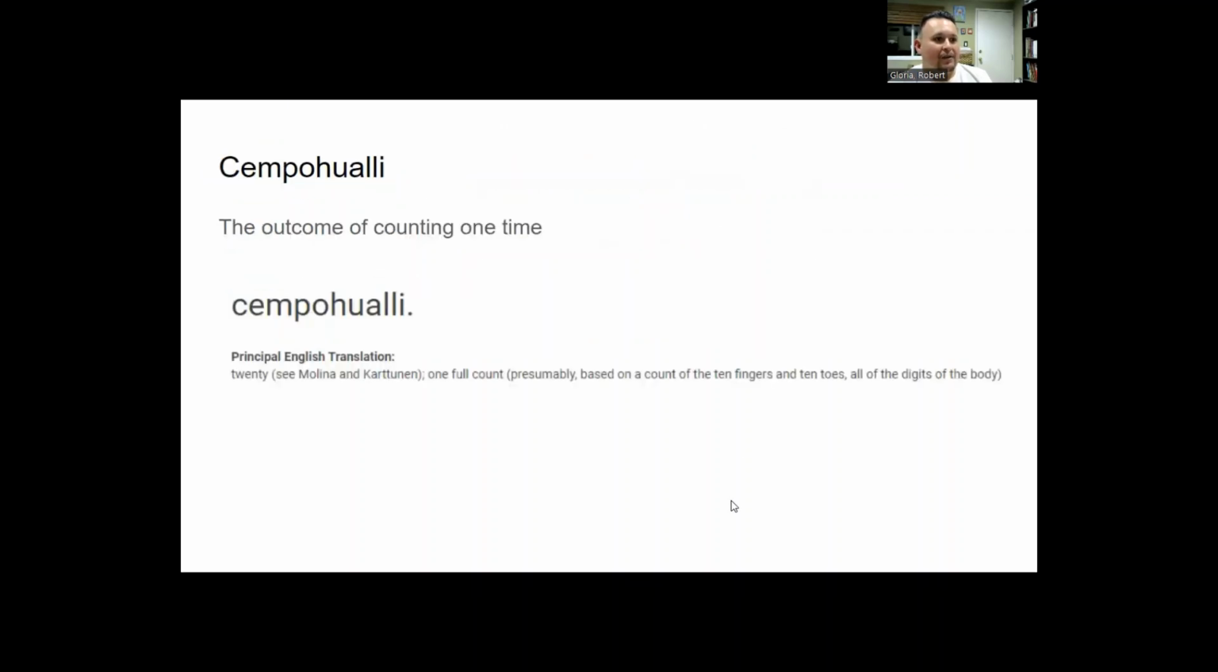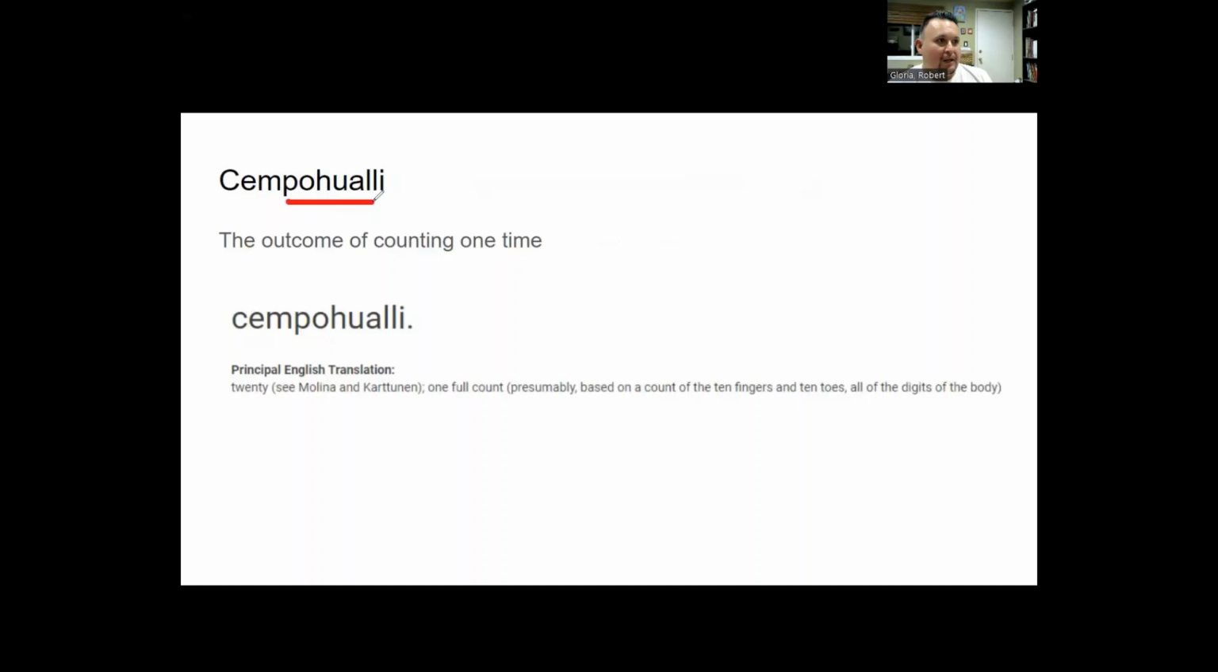Another example with counting, this one's interesting because it's the same verb, pohualli, you have the li ending there. And the cem here is referring to one time. So pohualli is the outcome of counting one time. And it's referring to 20.